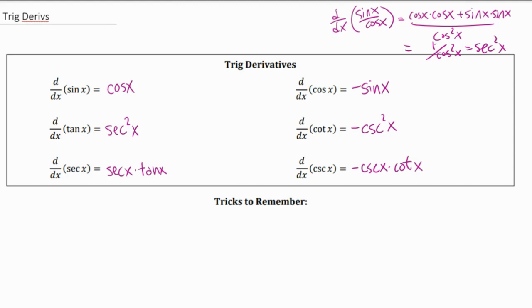So let's start with the fact that I wrote these in columns in a specific way. You'll notice that in my left-hand column, I have sine, tangent, and secant. In my right-hand column, I have cosine, cotangent, and cosecant. In the right-hand column, what's the derivative of anything with a co in front? Negative. So if it has a co, the derivative will be negative. So derivatives of cofunctions are negative.